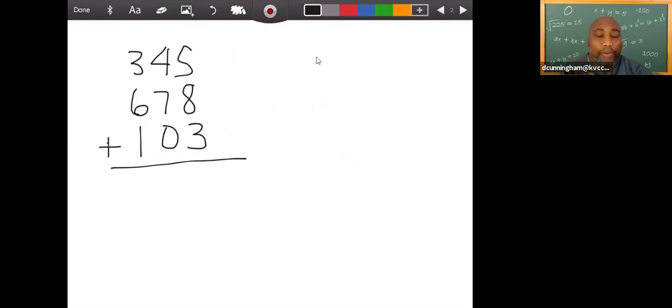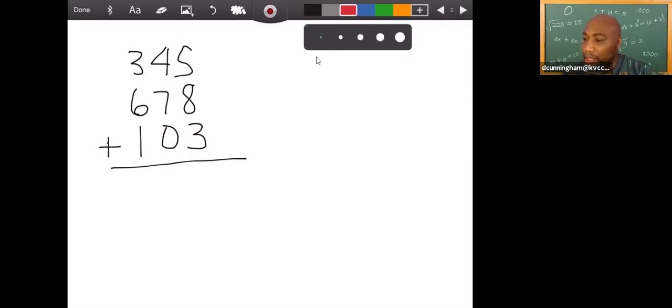Now let's look at one more problem we're going to put on the whiteboard for addition. I decided to add three numbers, and let's see if we still can do the same process that we did earlier when we did it with two numbers. This will work also with four numbers, five numbers, six numbers. Just make sure you line up each of the numbers according to the place value.